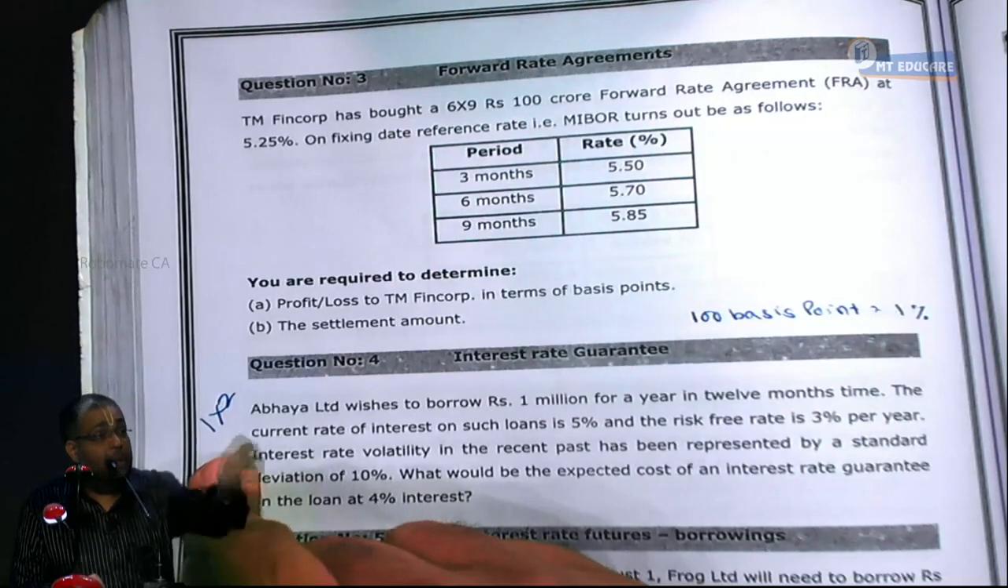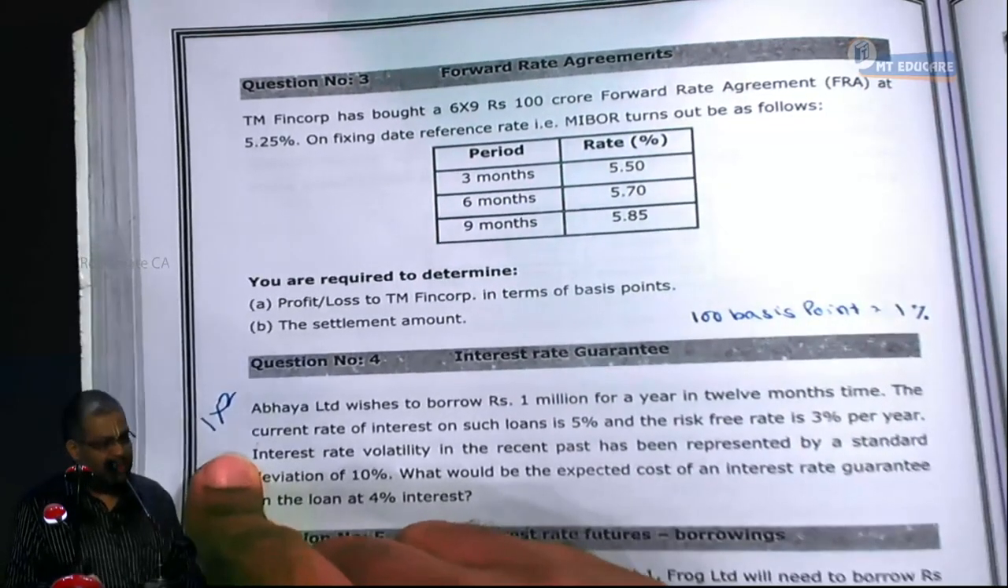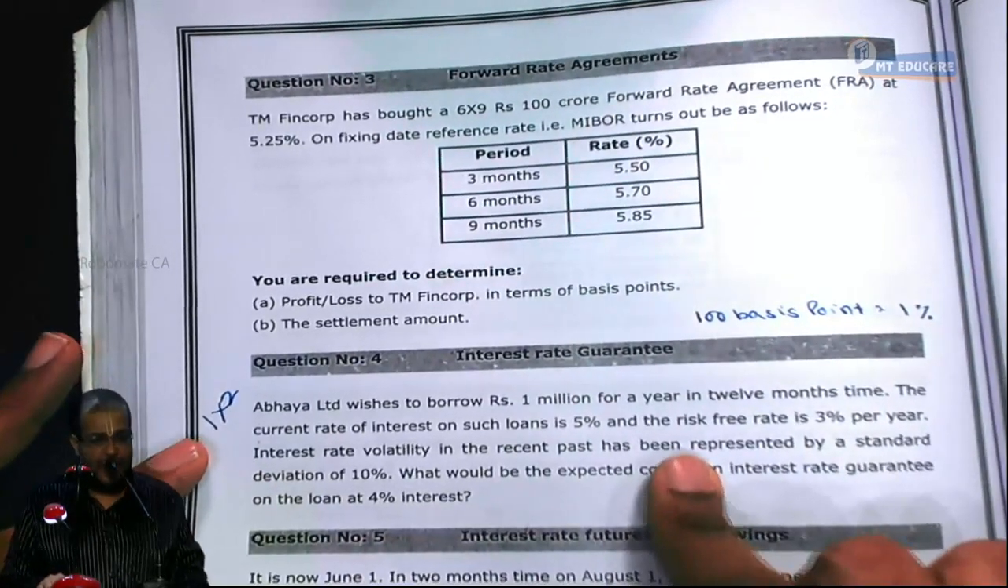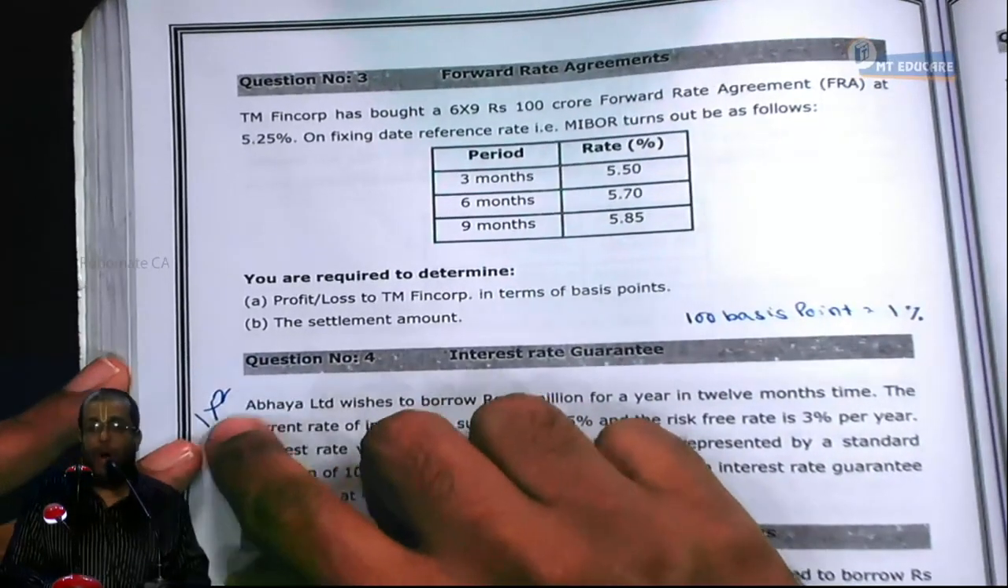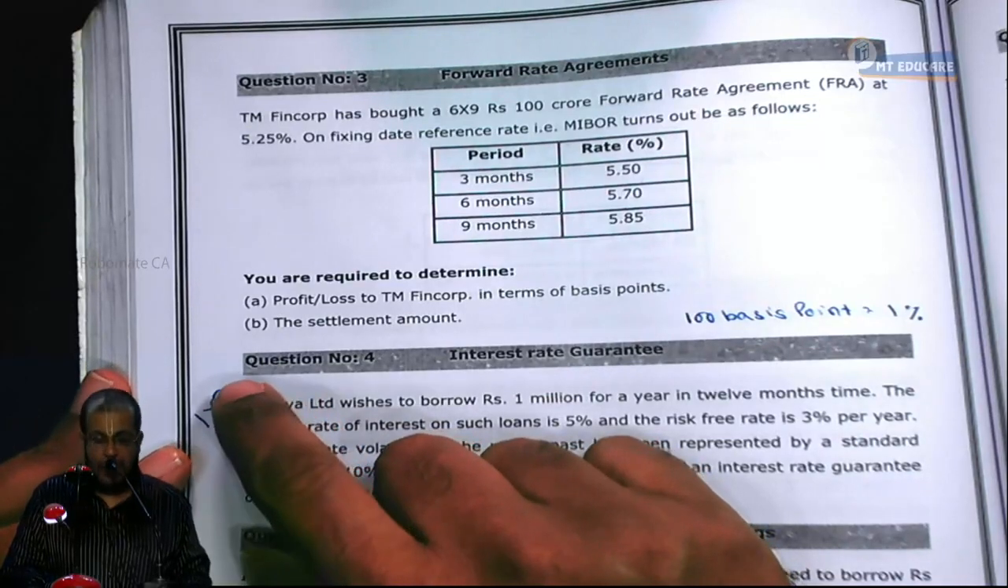Suppose let us assume it to be MIBOR. They have not given a reference rate, it was a small sum only, but assume the reference rate to be MIBOR. I go for 1 year MIBOR.